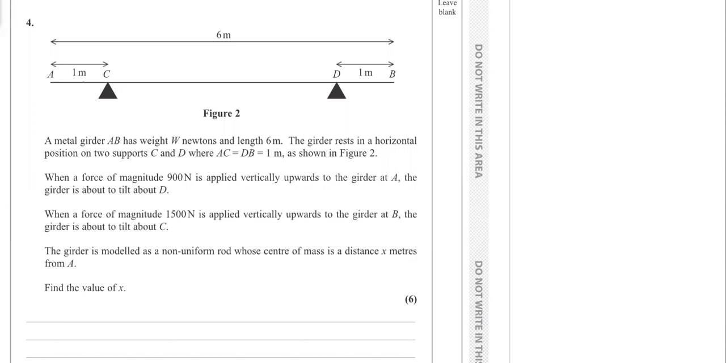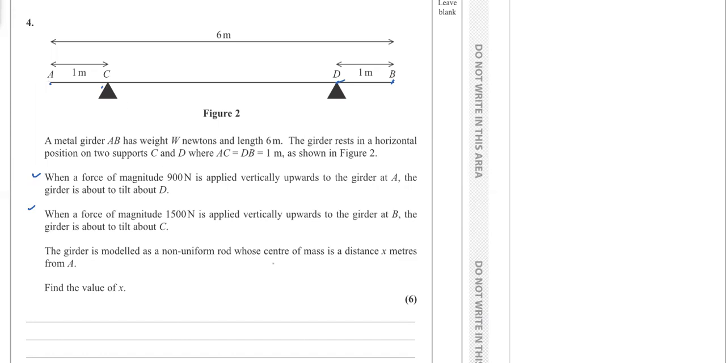So what we need to do to solve this question, first of all, we need to understand there are two conditions given. This is the first case, this is the second case. First case is when a force of magnitude 900 Newton is applied at A. If we apply a force of 900 Newton at this point A, the girder will tilt about this point D. And if a force of 1500 Newton is applied at B, then the girder will tilt about the point C.